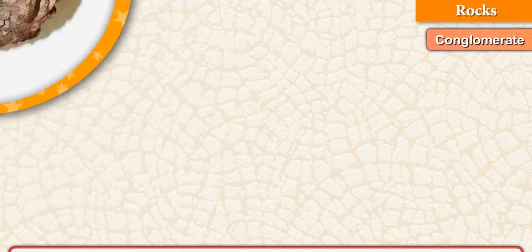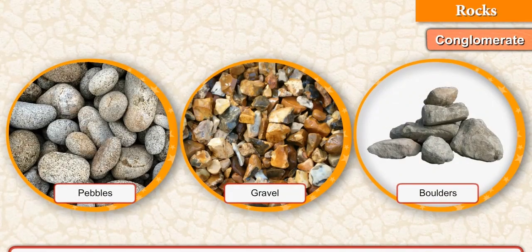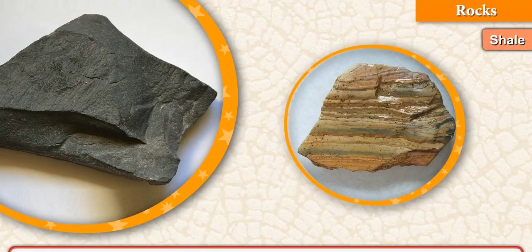Conglomerate. It is made from pebbles, gravel, and boulders cemented together by minerals and sand. It has a very uneven texture and is used in construction. Shale. It is made from clay particles cemented together. It is used to make bricks and tiles.